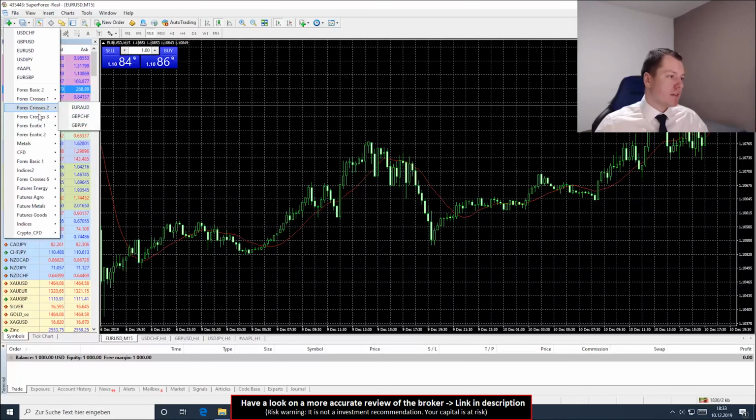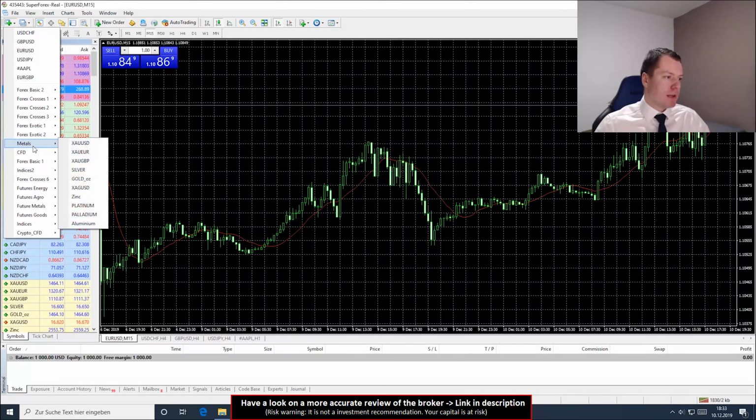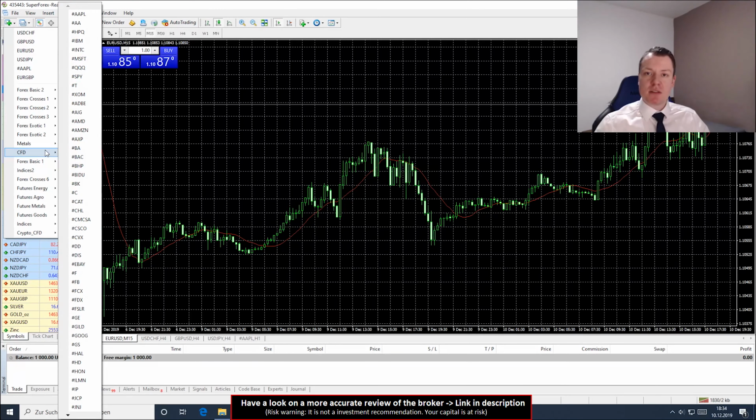For example, Forex, you can trade here way more than 50 different Forex pairs, Forex exotic pairs of all countries of the world. We can trade here different metals like gold, silver, zinc, platinum, aluminium, and more. Also, CFD stocks are offered, American stocks, European stocks, Australian stocks, and some Asian stocks are offered here.